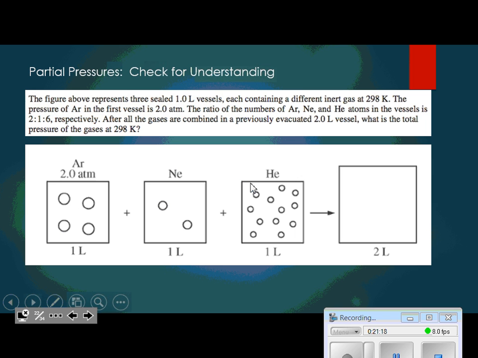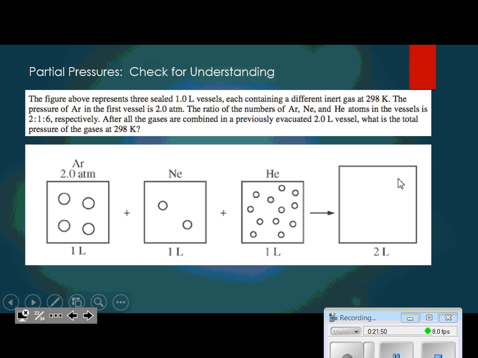The pressure of argon in the first vessel is 2 atms. The ratio of the numbers of argon, neon, and helium atoms in the vessels is 2 to 1 to 6, respectively. After all the gases are combined in a previously evacuated 2-liter vessel, so that just means this 2-liter vessel is empty. There's nothing in it right now. What is the total pressure of the gases at 298 Kelvin?